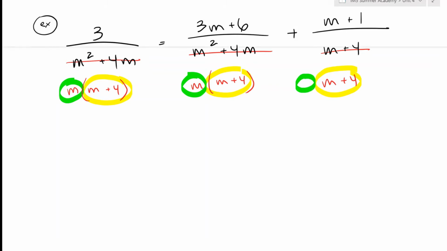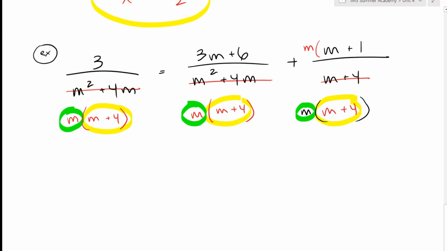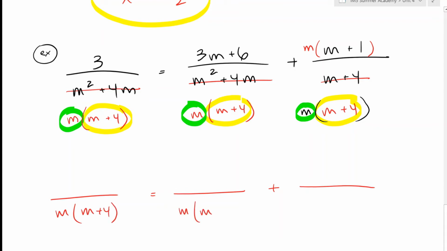So this one also needs an m. But if we multiply the bottom by m, we're also going to need to multiply the top by m. And when we're talking about the top, the whole top. So there's two pieces there we're going to need to multiply in. So in the end, the common denominator that we were looking for was m times m plus 4, the combination of all those building blocks.